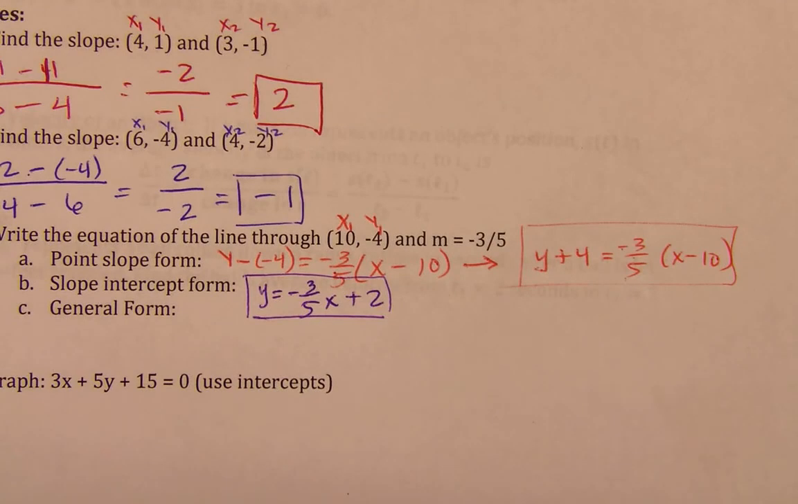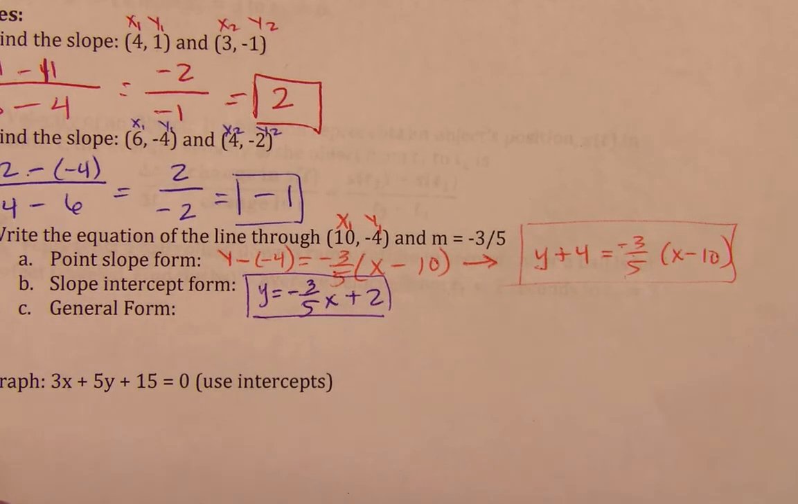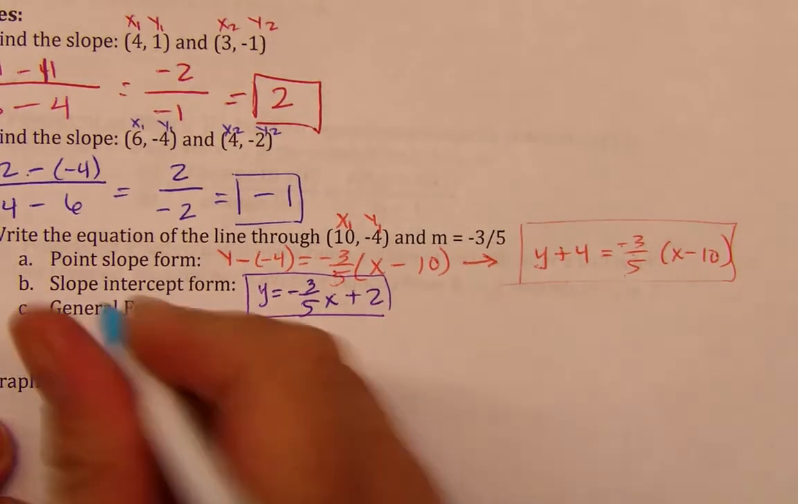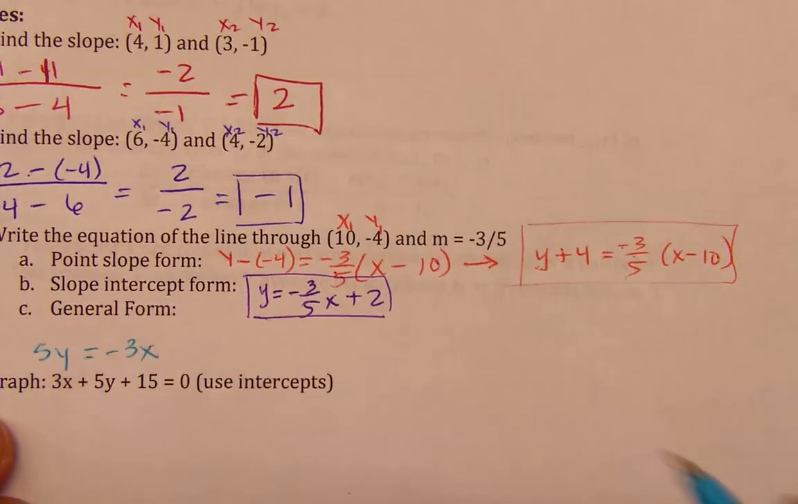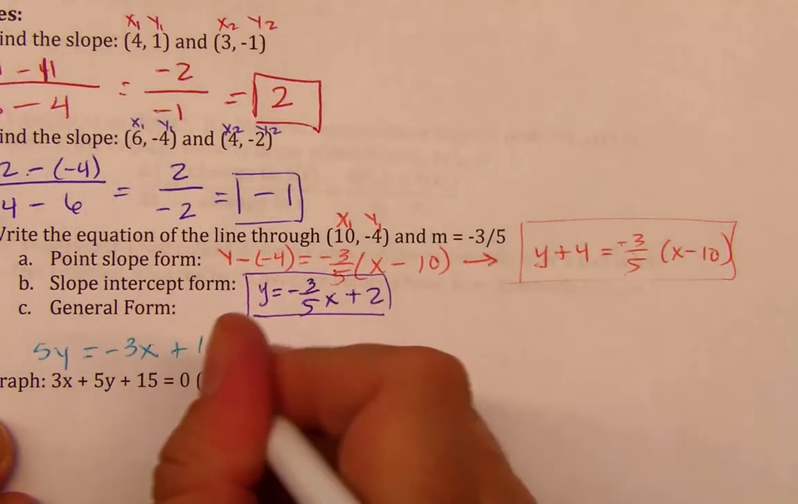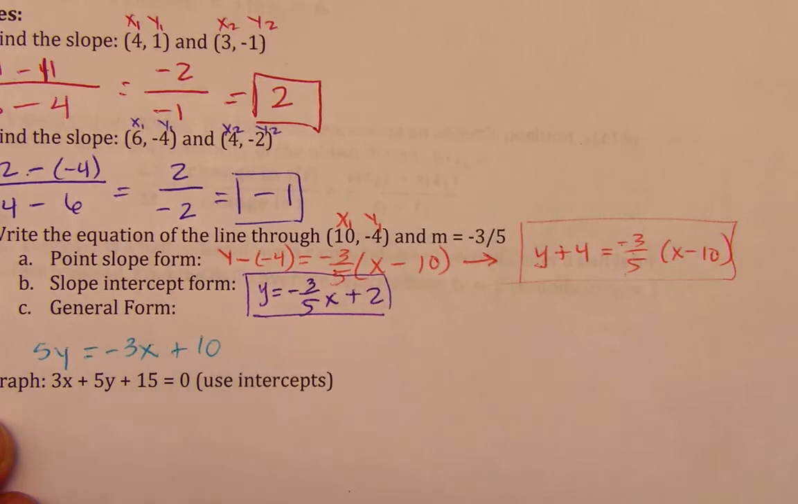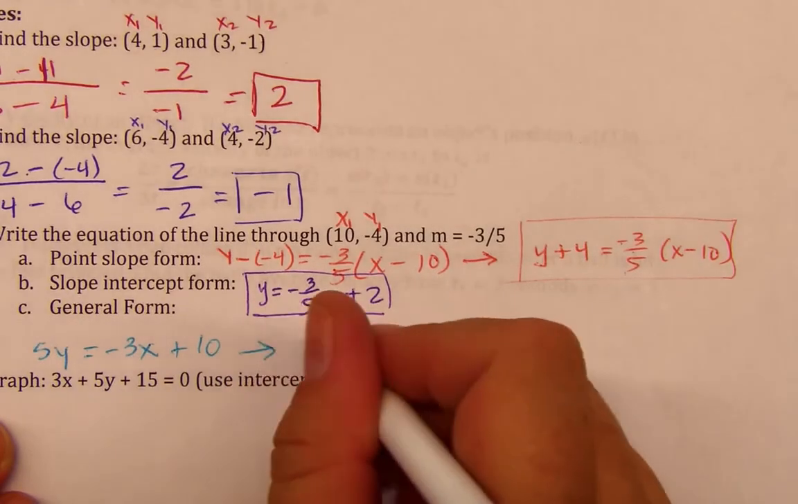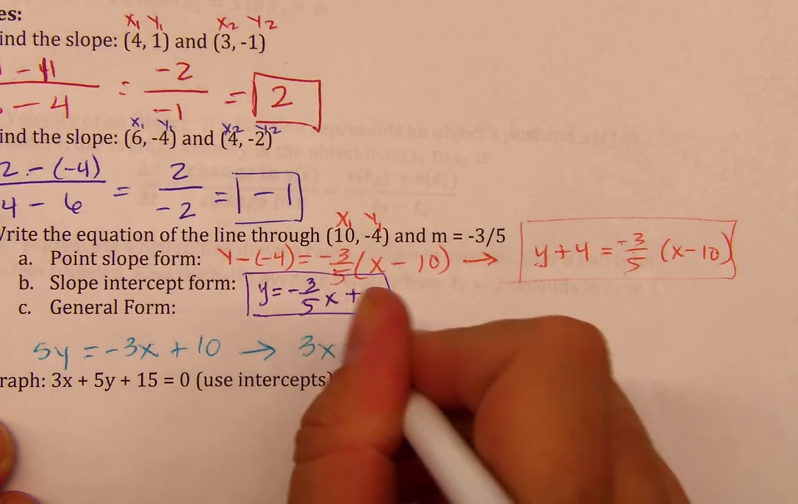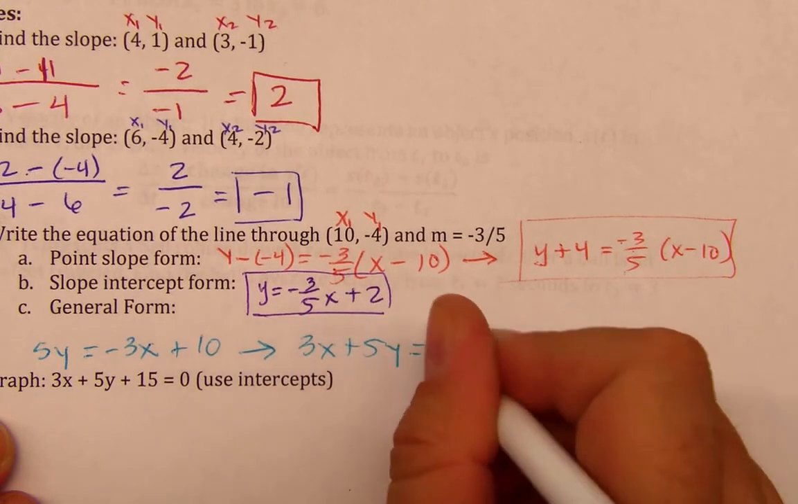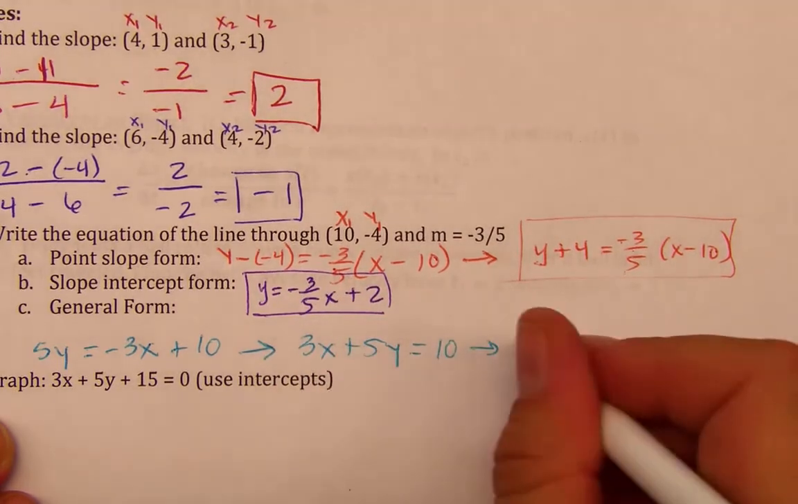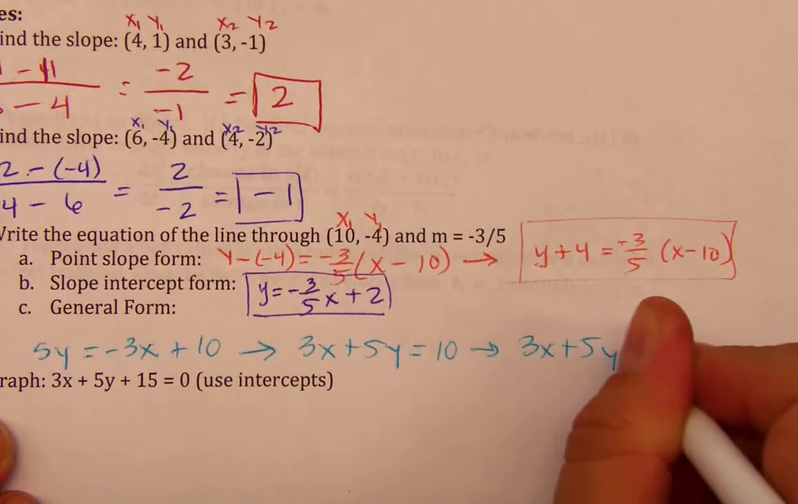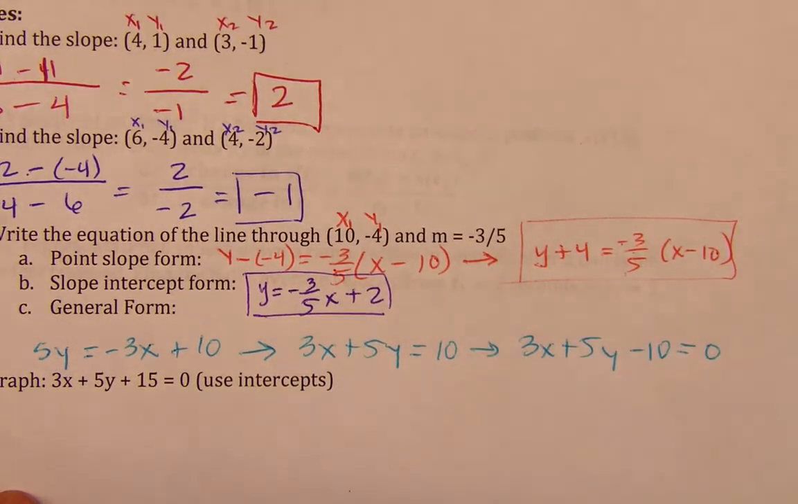And then the last one, general form. From here, what I can do is I can multiply by 5 everywhere. Okay, so if I do that, I have 5y equals negative 3x plus 10. And then I can get everything onto one side, and I have 3x plus 5y equals 10. Getting the 10 on the other side, I have 3x plus 5y minus 10 equals 0.